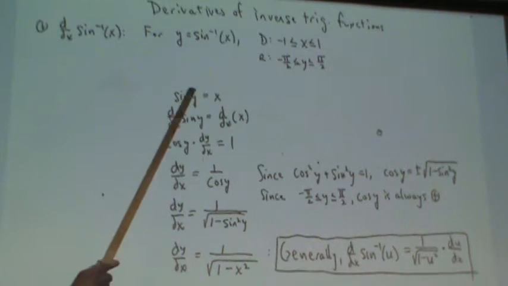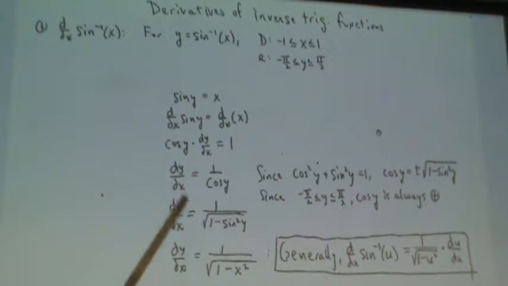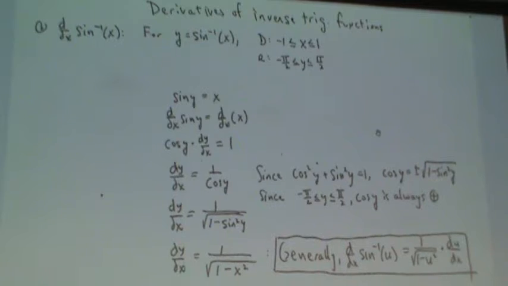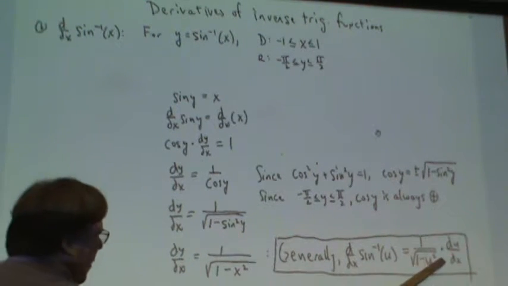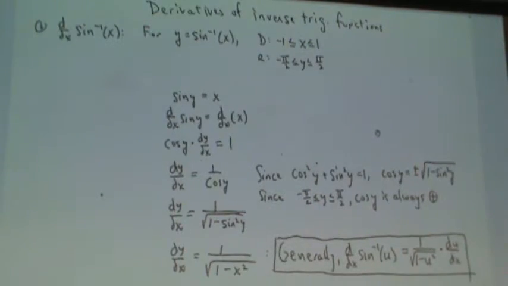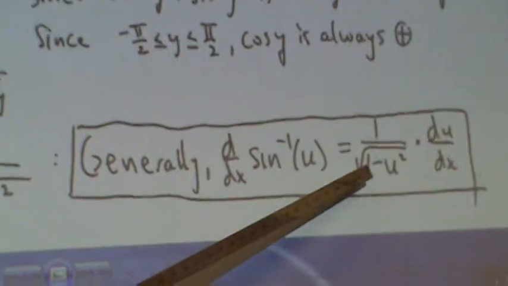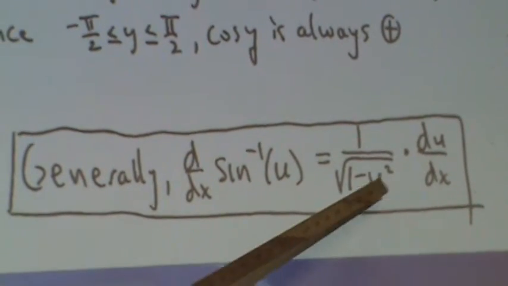And then finally, since sine of y equals x, I get 1 over radical 1 minus x squared. And there it is. That's the derivative of the inverse sine of x. So generally, and you may want to write this down, the derivative of the inverse sine of u, where u is some function of x, is 1 over radical 1 minus u squared. Except then you have to multiply by the derivative of u with respect to x, because of the implicit differentiation.